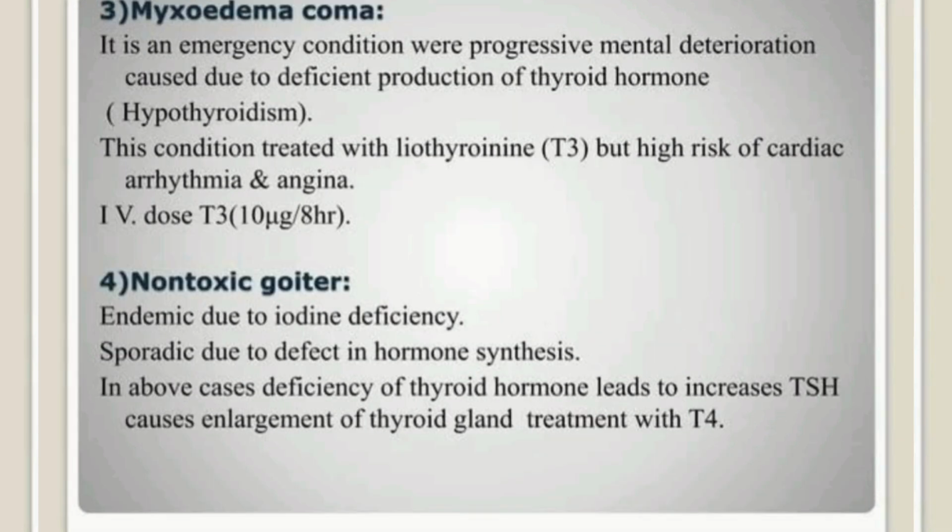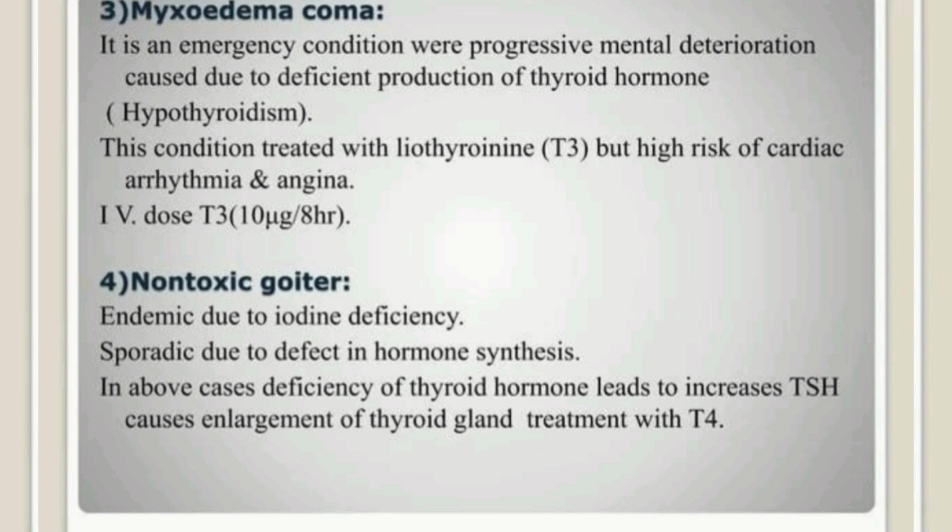Myxoedema coma. It is an emergency condition where progressive mental deterioration is there, which is caused due to deficient production of thyroid hormone, that is hypothyroidism, and this condition is treated with liothyronine, that is T3, but there is a high risk of cardiac arrhythmia and angina. Then an IV dose of T3 is given for myxoedema coma, with a dose of 10 micrograms every 8 hours.